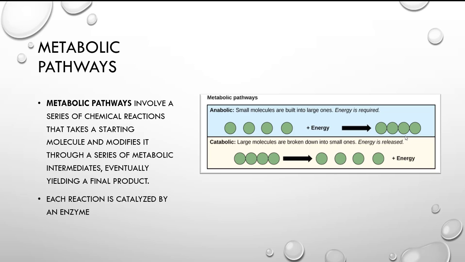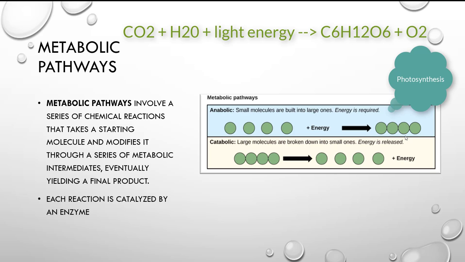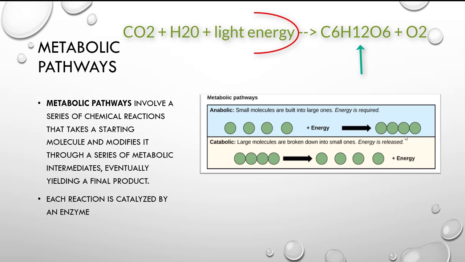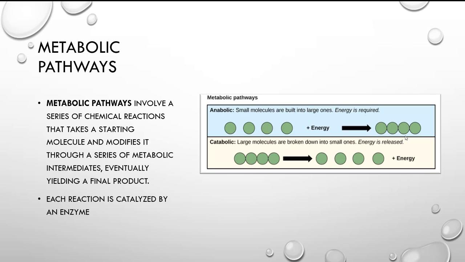So another example would be, like from the video, photosynthesis. Taking carbon dioxide and water, you can't just expect them to spontaneously come together and form glucose. Okay, you need to add energy. You need light energy from the sun in order to do that. So that is an anabolic reaction. Okay, so anabolic reactions are where energy is required to build small molecules into large ones.